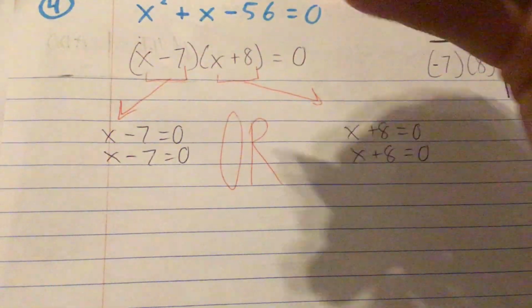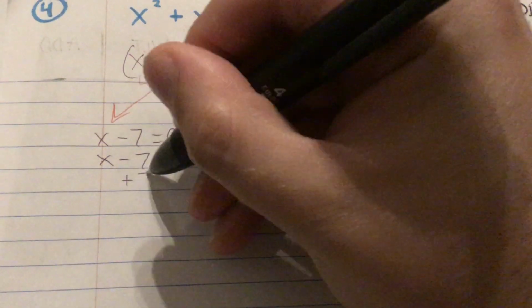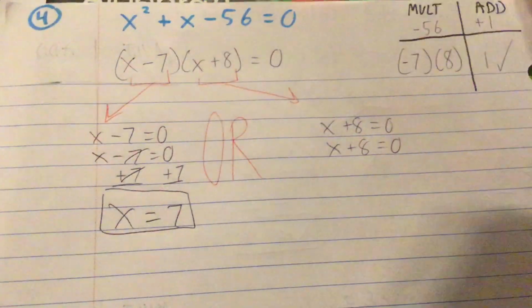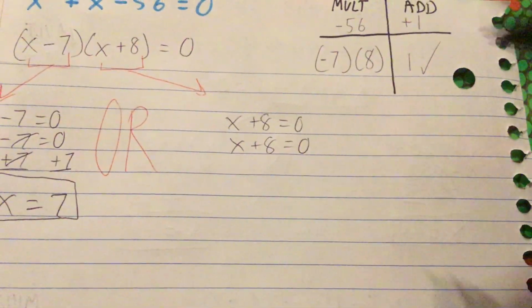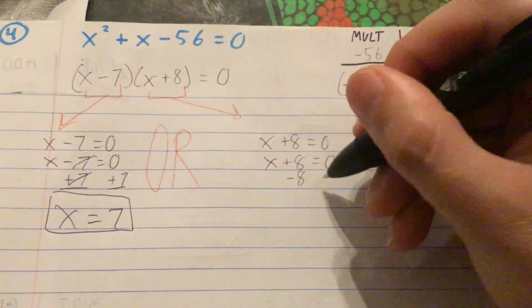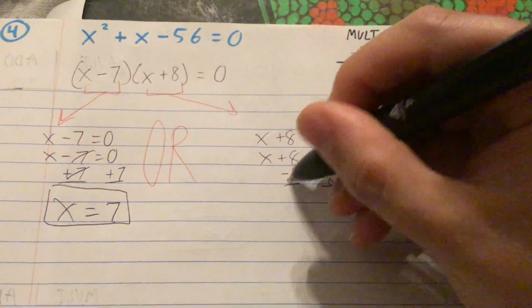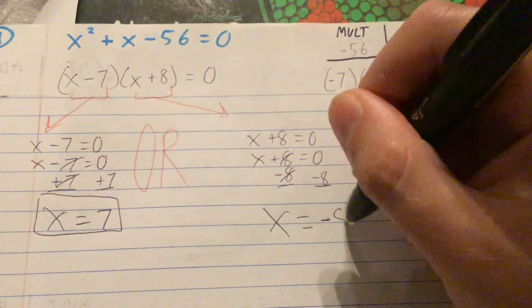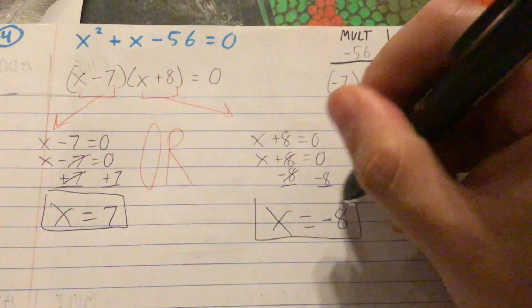Okay, let's start with the left. I'm going to add 7 on both sides, and that gets me x is equal to 7. The other solution, we've got x plus 8 is equal to 0, so let's subtract 8 from both sides and get the other solution. Either x is equal to positive 7 or x is equal to negative 8.